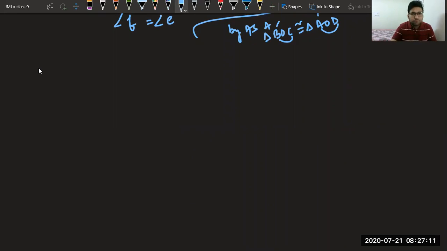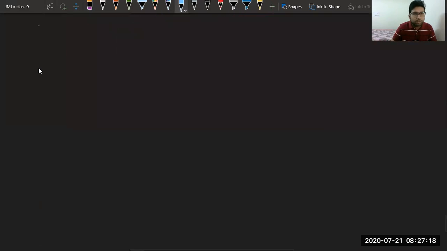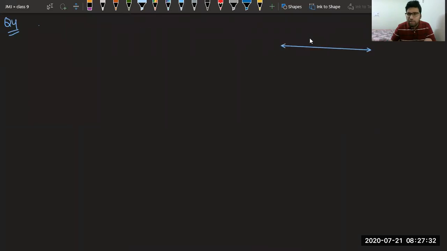Question number, let me use this cursor, yes, now we have complete space. Question number 4 is saying L and M are two parallel lines. So let's draw the lines first. Lines have two endpoints? So L and M.